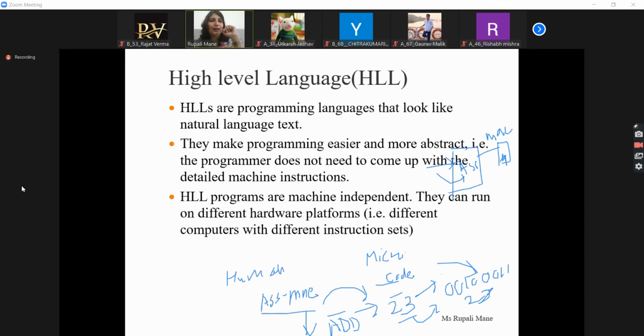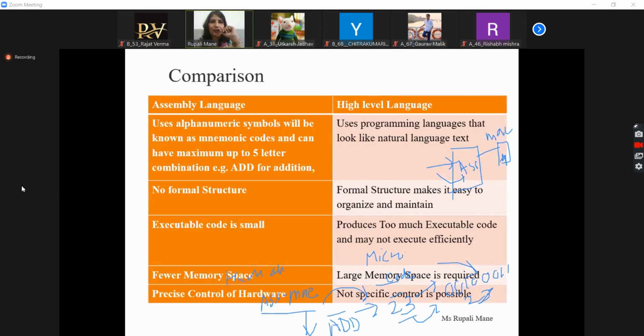Okay. Then high level language. High level languages are programming languages that look like natural language text. They make programming easier and more abstract. The programmer does not need to come up with the detailed machine instructions. Programs are machine independent. They can run on different hardware platforms. Got it? For example, your C language, then Java, C++, BASIC, Pascal, COBOL. All these languages are called high level languages. So this is the difference between them.